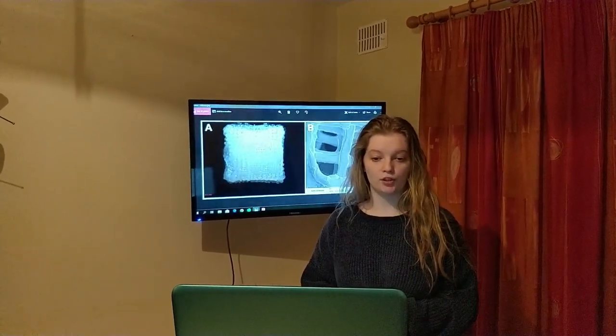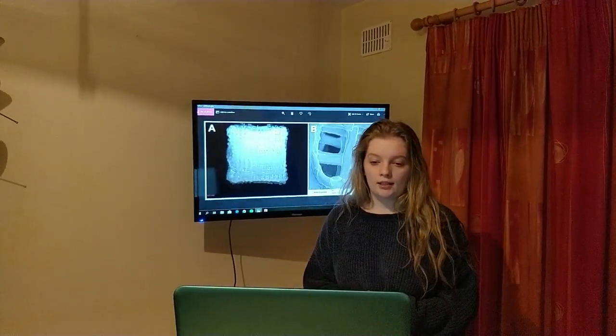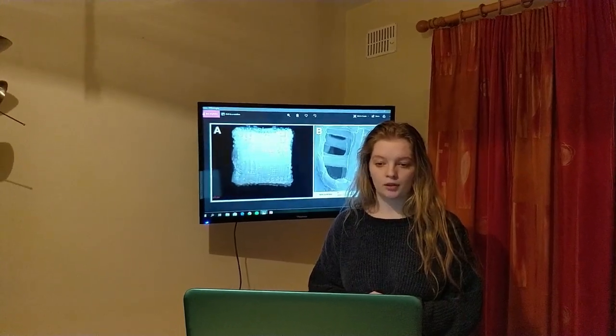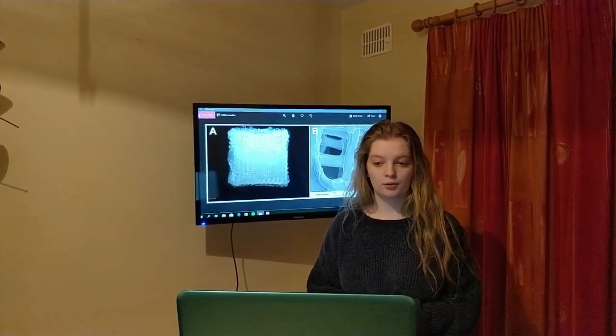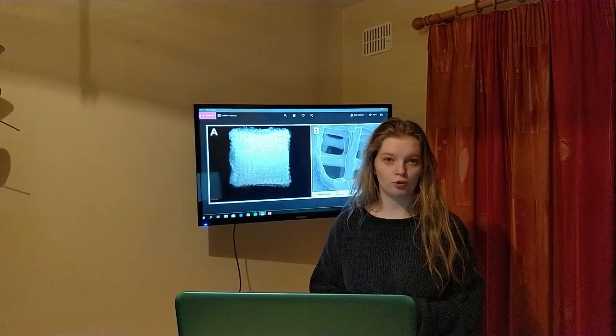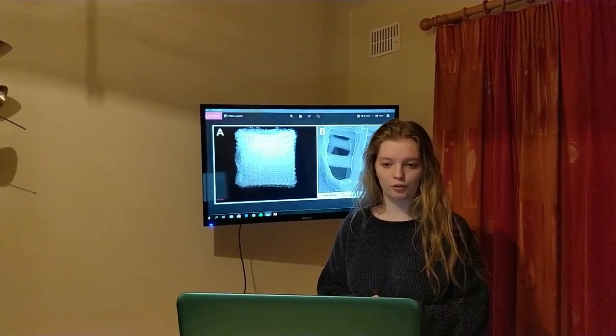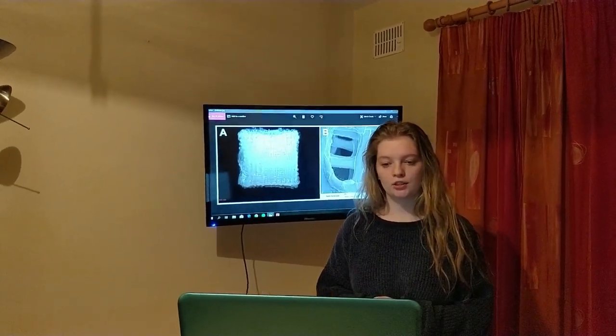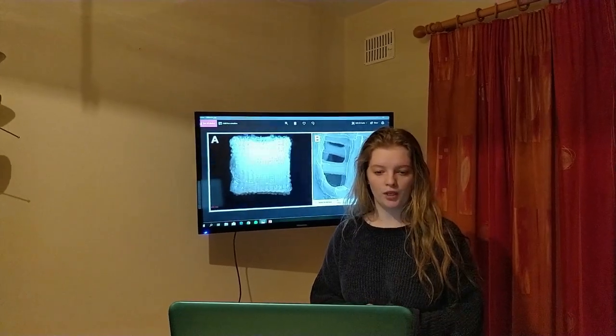Another desired property is biodegradability. The scaffold needs to be biodegradable by surface erosion rather than bulk erosion. If a scaffold broke down by bulk erosion, the natural tissue wouldn't have a chance to grow.